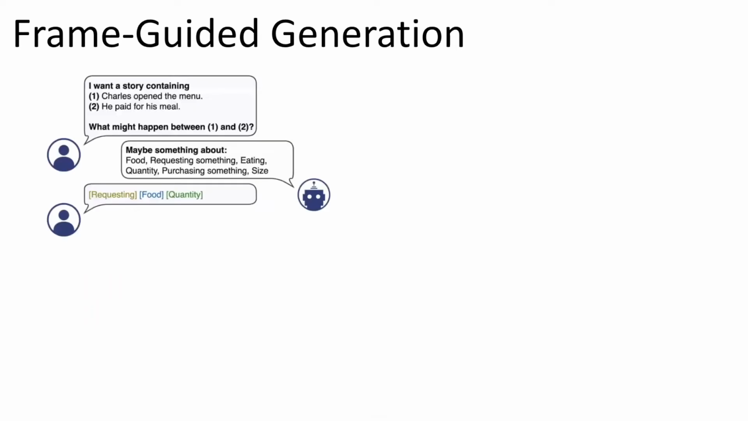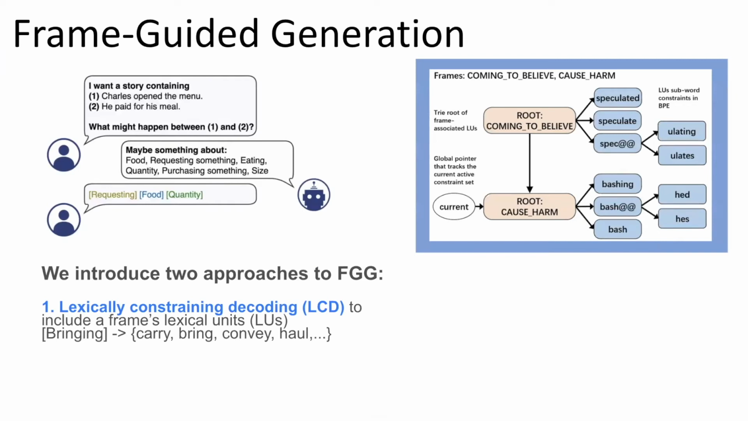To perform well on this diverse array of tasks, we propose a frame-guided generation framework, or generating text conditioned on frame semantic content. This framework consists of two approaches. The first approach is to leverage the FrameNet mapping of frame IDs to a set of associated lexical units, or LUs, which are words that trigger the frame when they are used in a sentence. We use this LU set as constraints for a lexically constrained decoding algorithm, or LCD, that forces the model outputs to contain a frame-triggering word for each of one or more desired frame IDs.